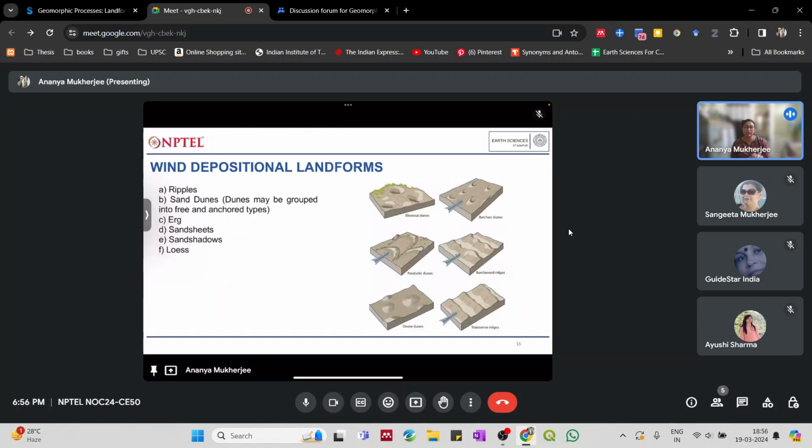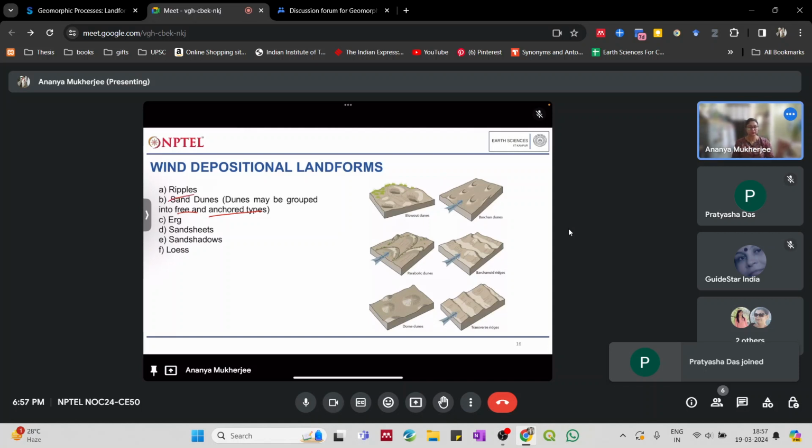So, some examples of depositional landforms are ripples and sand dunes. Sand dunes can be free or anchor types. You will see how they are: ergs, sand sheets, sand shadows, loess. From these, mostly we will try to see sand dunes. These are the most important landforms that we see associated with wind, aeolian geomorphology.